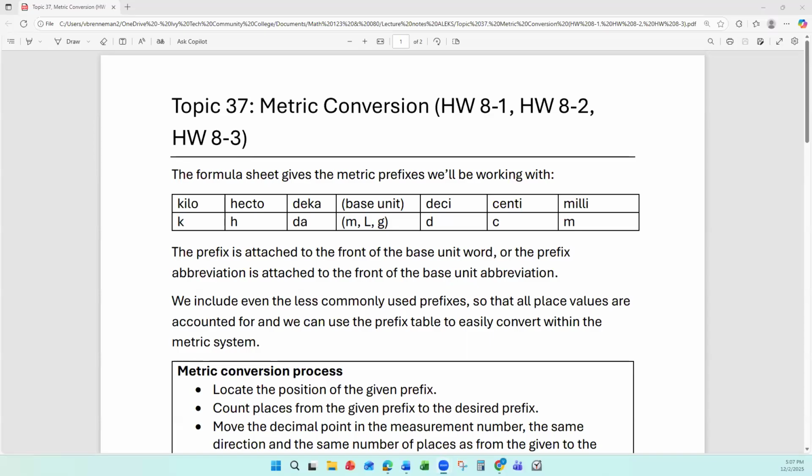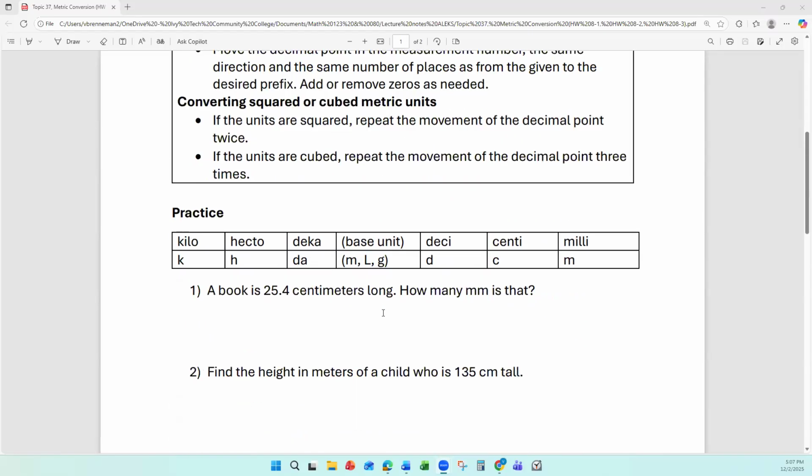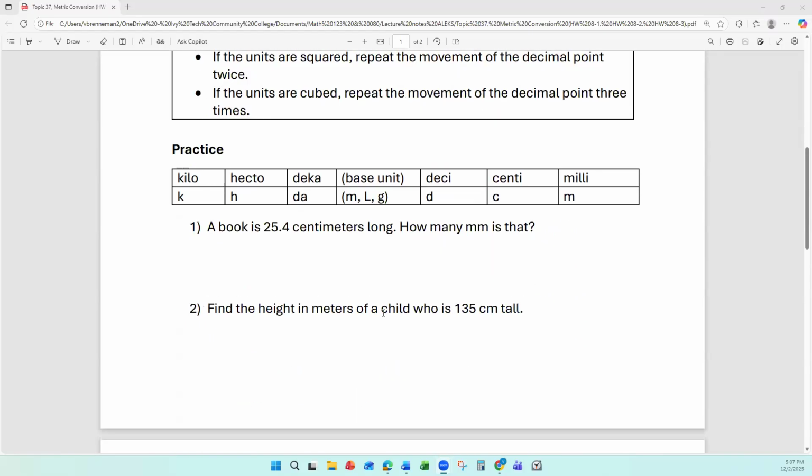This video is over topic 37, number 1 through 6, practicing the metric conversion shortcut. So based on recognizing these prefixes, as long as you have all of them there, as you do in the formula sheet, corresponding to place values, then converting from one prefix level to another just means moving the decimal point.